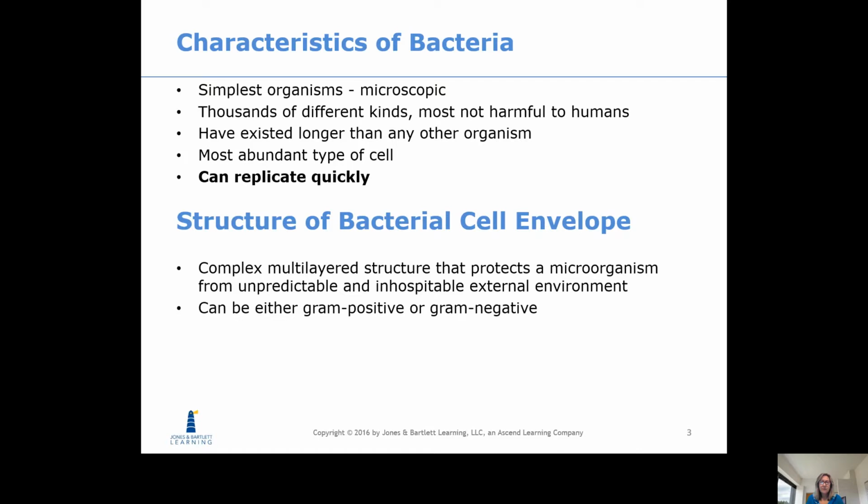So let's talk about the structure of the bacterial cell envelope or bacterial cell wall. It's a complex, multi-layered structure that protects a microorganism from an unpredictable and inhospitable external environment. So for a microorganism to survive against antibiotics and antibacterial things, it has to be protected from it. And the wall, or the envelope, can be either gram-positive or gram-negative.